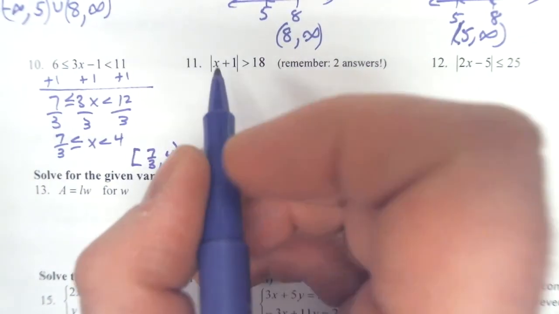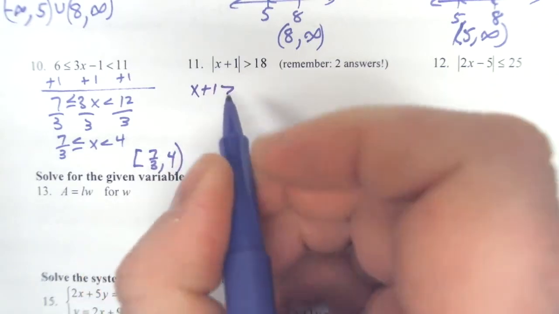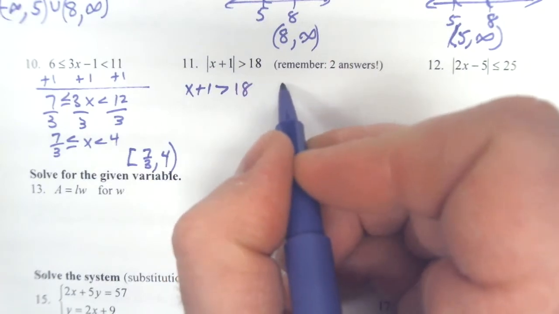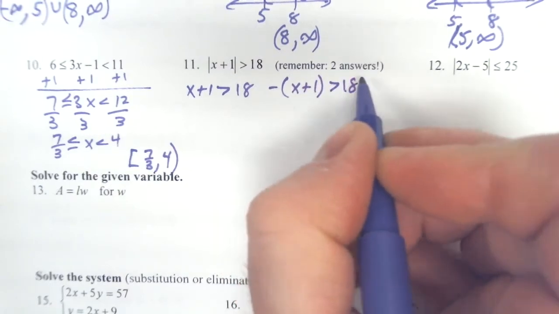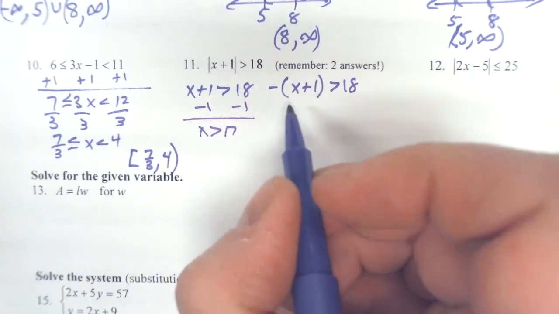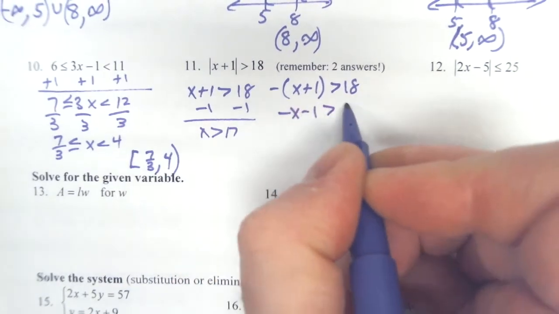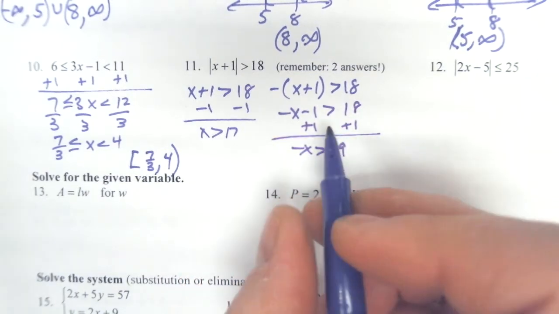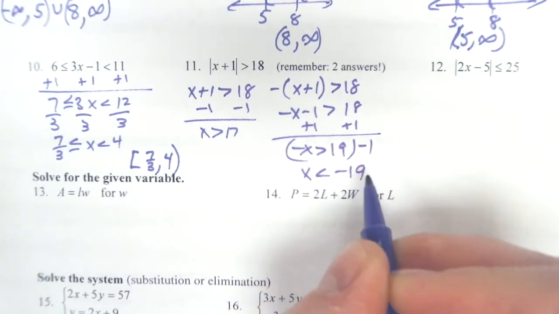Here we have an absolute value. I'm going to split it into its two inequalities. I get x plus 1 is greater than 18, and my other one would be where the thing in the absolute value is negative. Solving, I get x is greater than 17, and over here I can distribute the negative, giving me negative x minus 1 is greater than 18. Adding 1, I get negative x is greater than 19. And then multiplying the whole inequality by negative 1, I get x is less than negative 19.